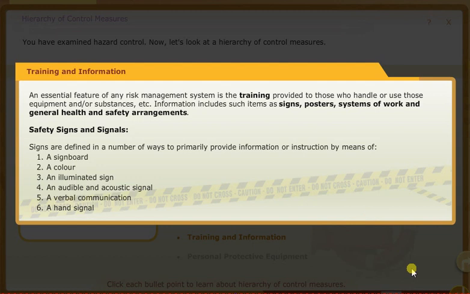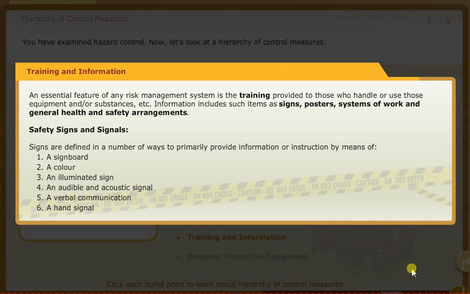Training and information. An essential feature of any risk management system is the training provided to those who handle or use those equipment or substances or both, etc. Information includes such items as signs, posters, systems of work, and general health and safety arrangements.